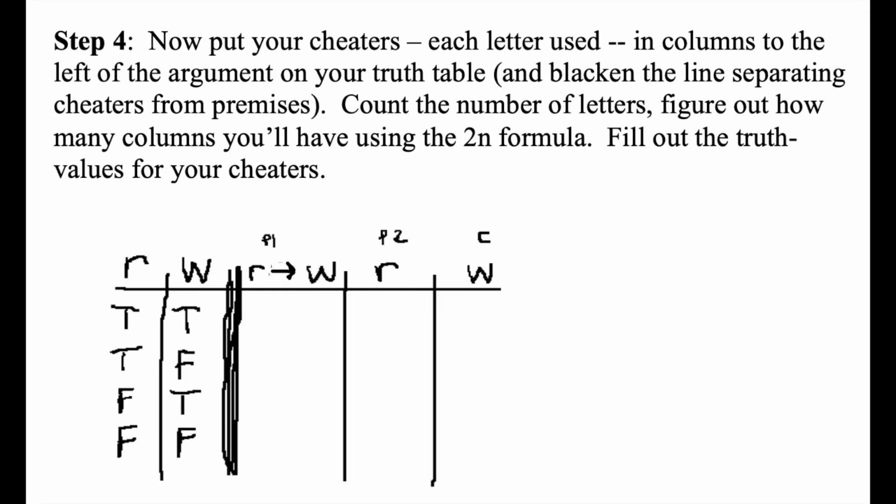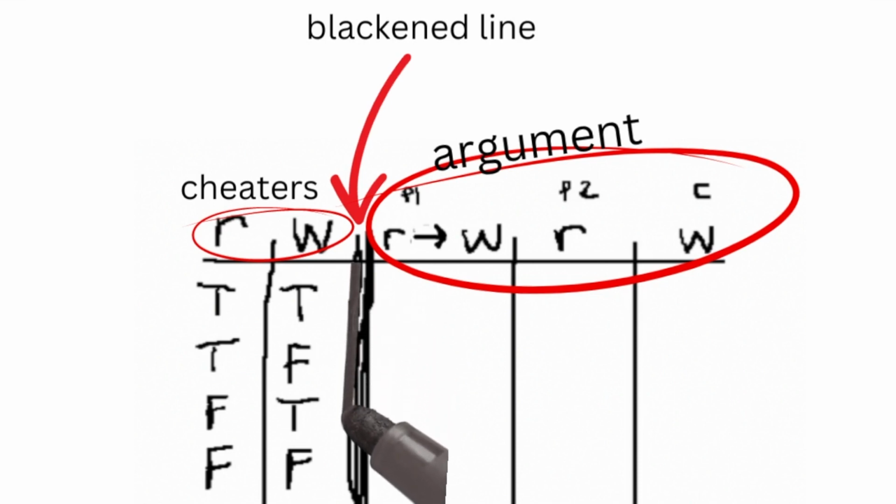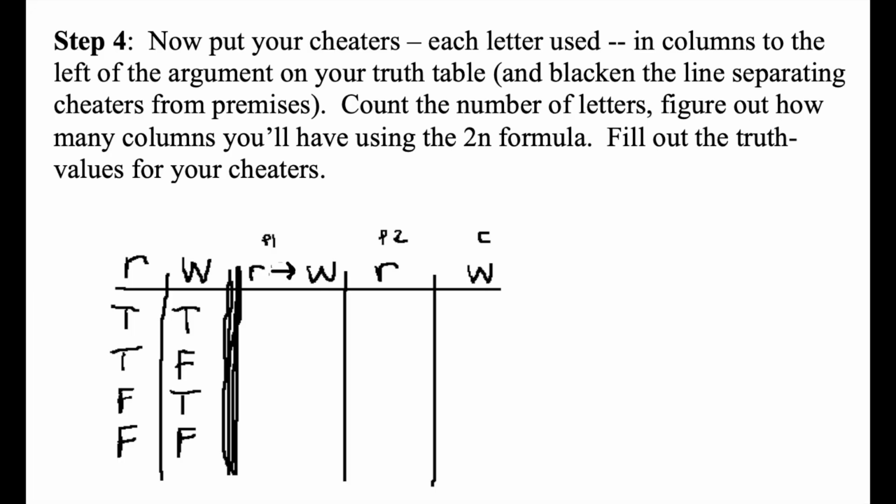Step 4. Now put your cheaters, each letter used, in columns to the left of the argument on your truth table, and blacken the line separating the cheater from the premises. We blacken that line just so you won't confuse the letters, the cheaters, with the argument itself, because they're not part of the argument. The cheaters are just what we're going to use to figure out all possible truth values for R and W.